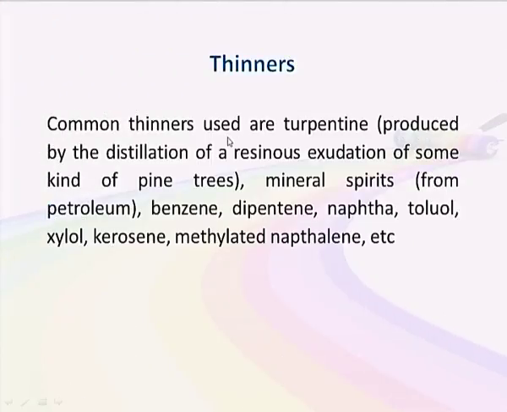Common thinners which are being used in the paints are turpentine oil. They are produced by the distillation of resinous exudation of some kind of pine trees. Mineral spirits from petroleum, also we can recover the turpentine oil. Benzene is also being used as thinner. Dipentene, naphtha, toluol, xylol, kerosene and methylated naphthalene and many more solvents.